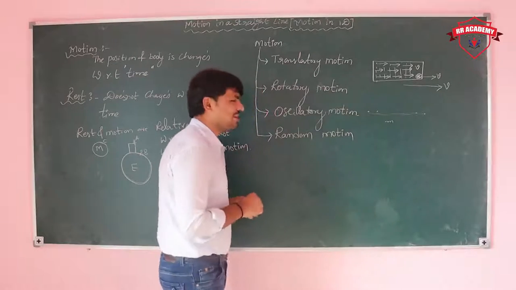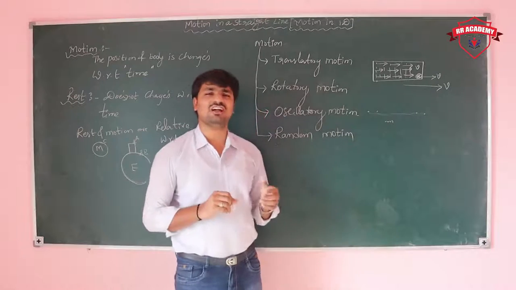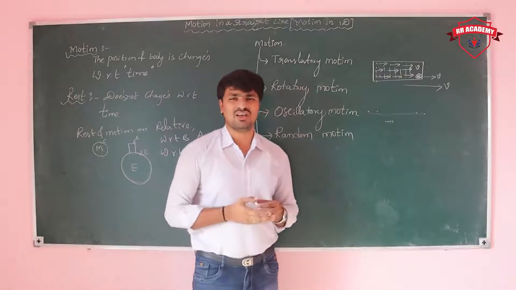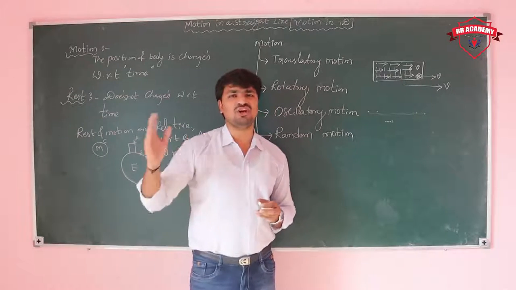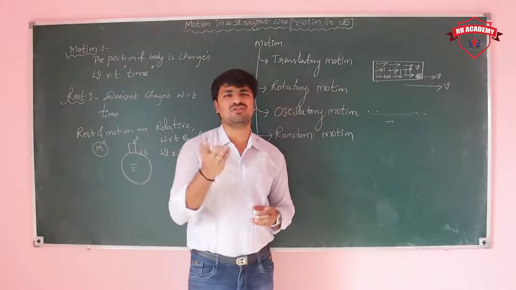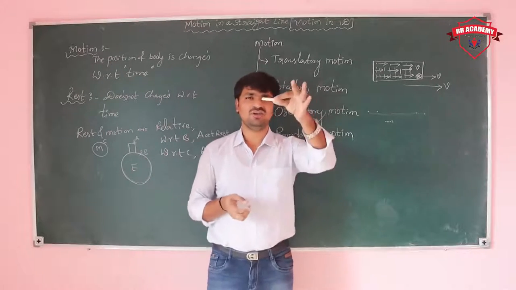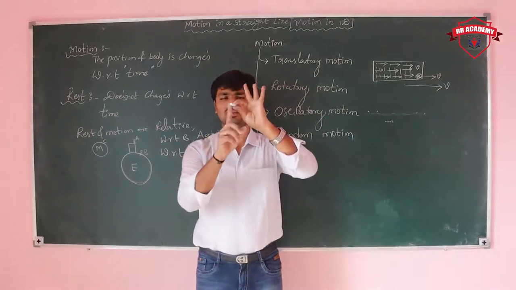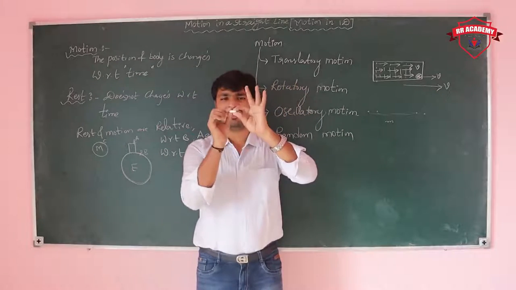Then what about rotational motion? Rotational motion is the motion of a particle about a fixed point, meaning a body rotates or revolves around a fixed point. In case I fix one edge, then the particle moves like this.